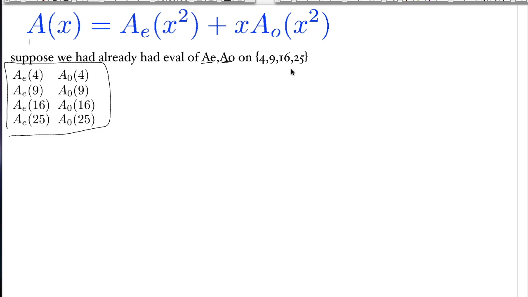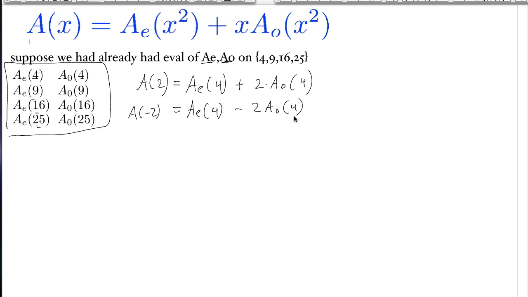Now I have a polynomial of degree half, and I want to evaluate it on n over 2 different points. Let's imagine that we had evaluated them on 4, 9, 16, and 25, and similarly, odd had been 4, 9, 16, 25. I could compute A(2) by looking at A_E(4) plus 2 times A_O(4). This is true for any polynomial: A(2) is equal to the even polynomial evaluated at x squared plus 2 times the odd polynomial at x squared. Similarly, I can compute A(-2) at this point.